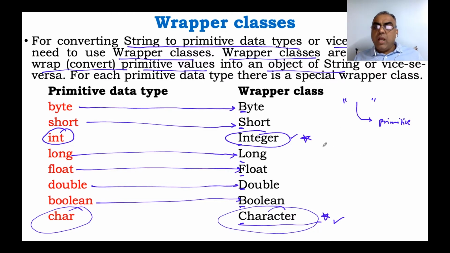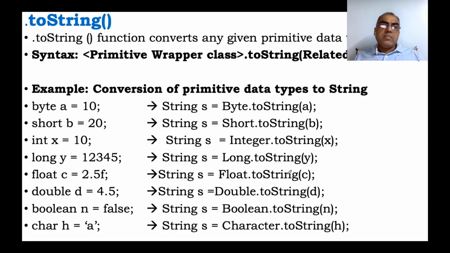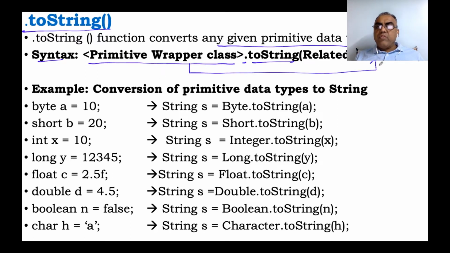So first we are going to learn how to convert a primitive to string. Now to perform that, you have a very simple function called toString. So the toString function will help us to convert any given primitive data type into a string. So your syntax is going to be the primitive's wrapper class, whichever data type you have, their wrapper class, dot toString is your function, and similar to the wrapper class, your data value should match.